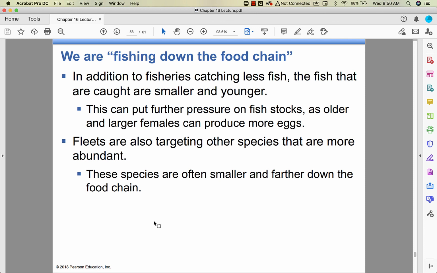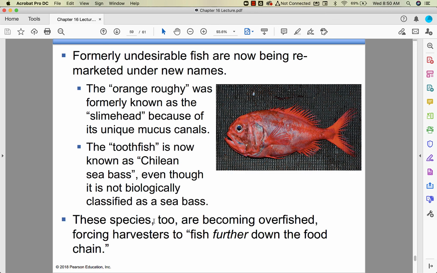We're also fishing down the food chain. All right. So fisheries are catching less fish, but the fish that are caught are younger and smaller. So they're not going to get as much for it. And if they keep catching young fish, it's going to put more pressure on the fish population that's there, because you need larger, older females to produce more eggs. Okay. And they're also targeting other species that are more abundant, but down the food chain. So they're not the top predators.